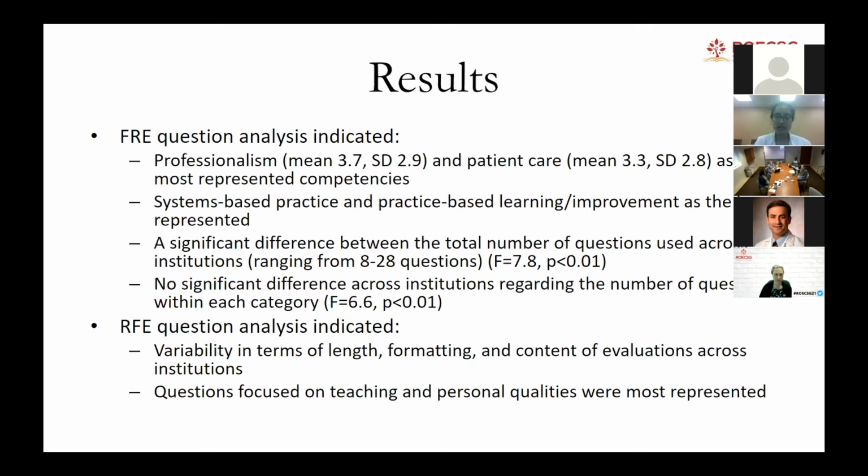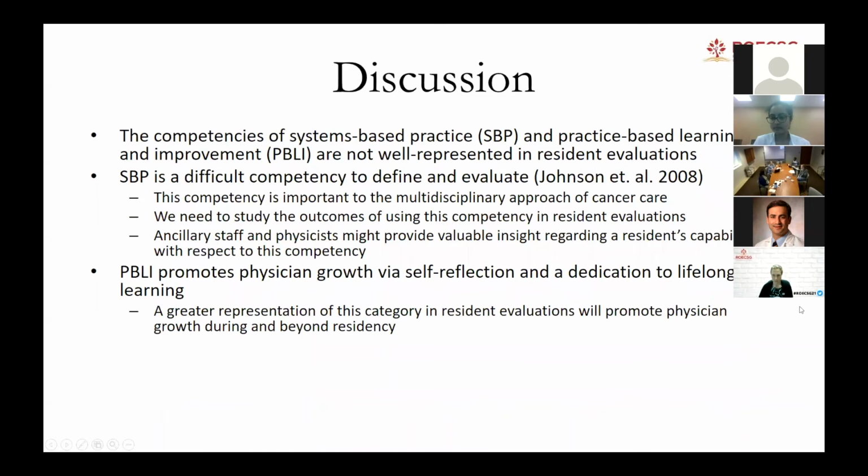There was a significant difference between institutions in terms of the total number of questions they had on their evaluations, ranging from 8 questions to 28 questions, but there was no significant difference across institutions regarding the number of questions within each category. Our evaluation of faculty forms showed there was variability in terms of length, formatting, and content of the evaluations. Most of the questions focused on teaching and personal qualities.